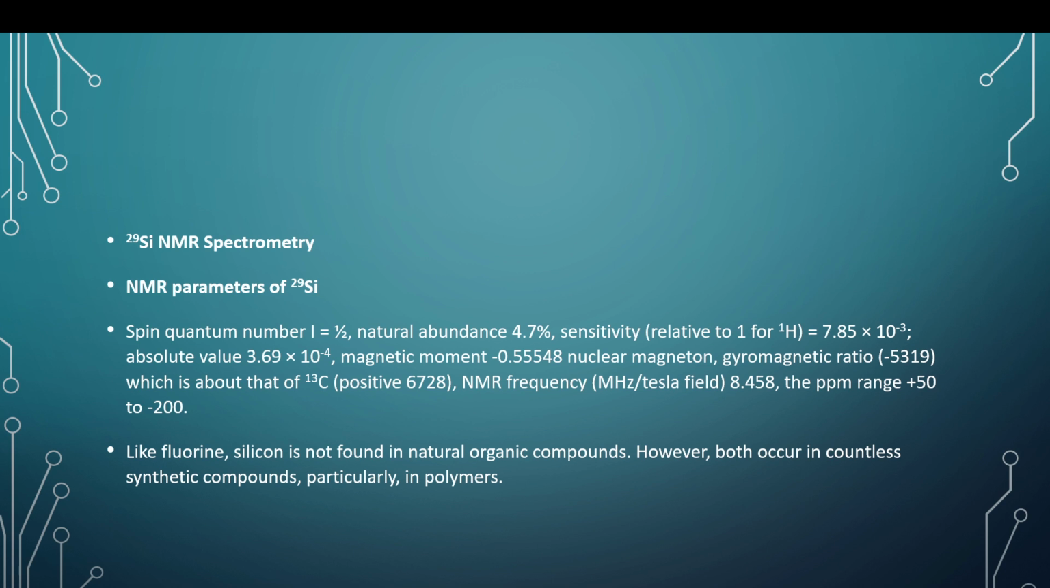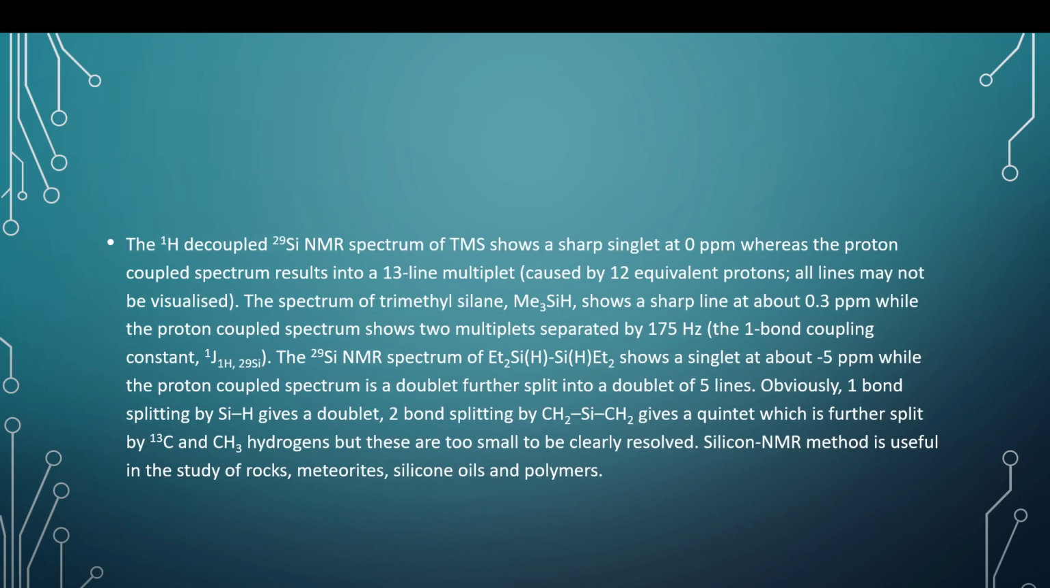The ppm range is plus 50 to minus 200. Like fluorine, silicon is not found in natural organic compounds. However, both occur in countless synthetic compounds, particularly in polymers and silicon oils.